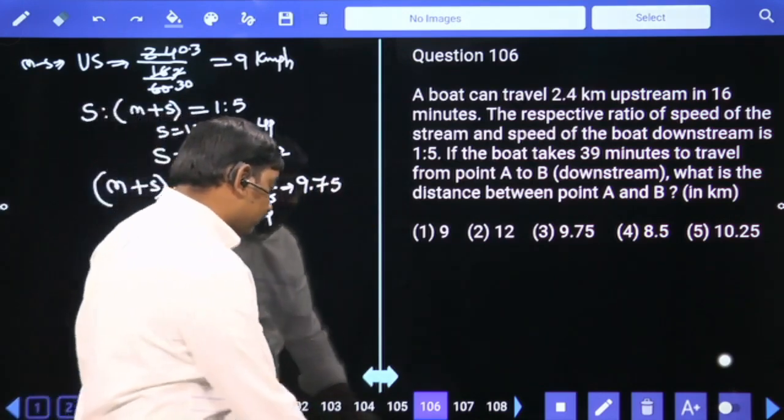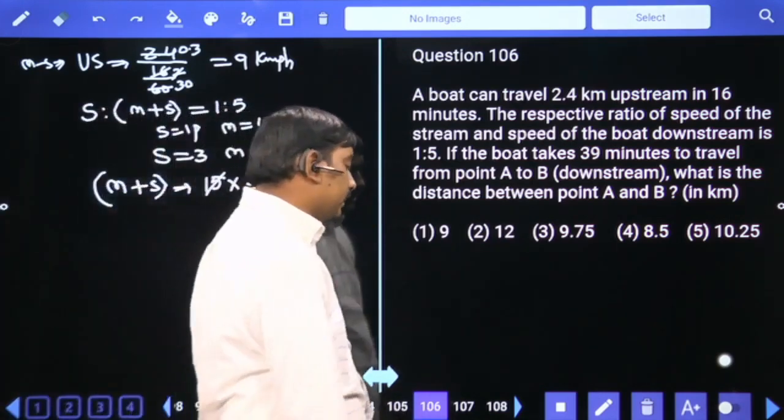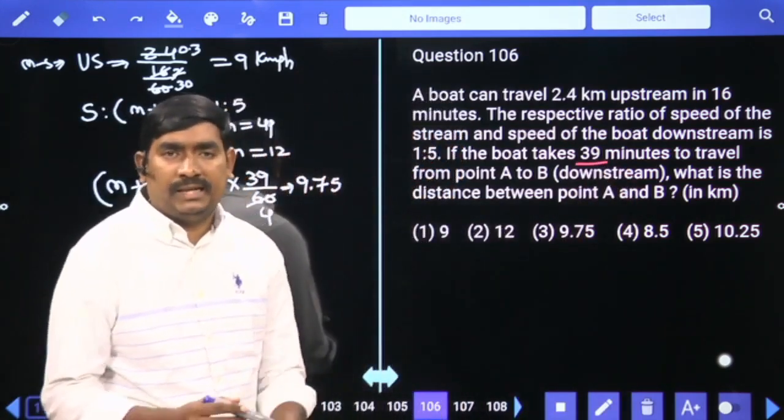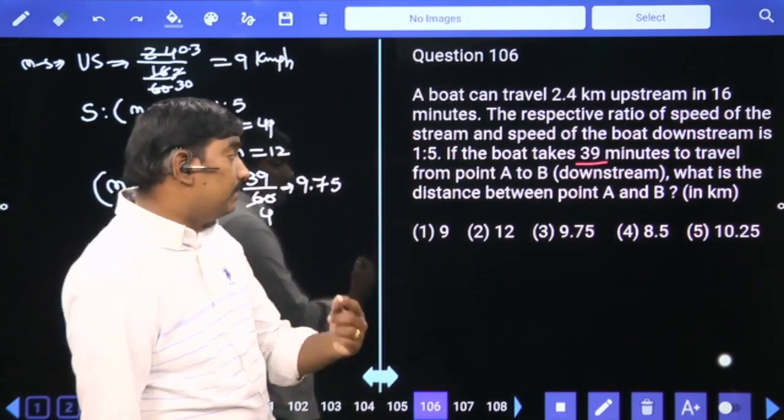Third option. Or else directly we can say the answer without doing anything. 39 minutes they are asked to calculate. 39 is a 13 multiple. Your answer also is a 13 multiple.